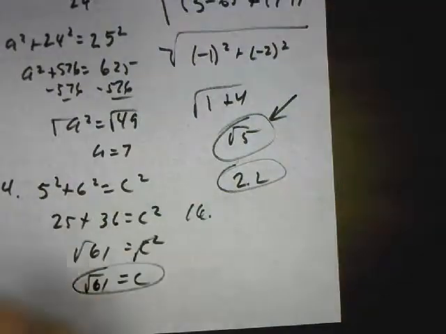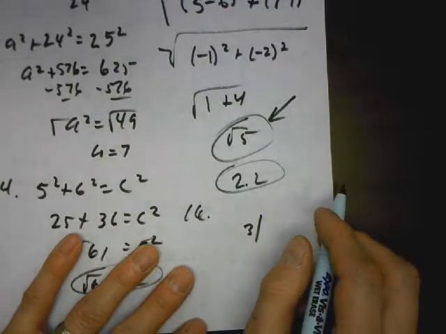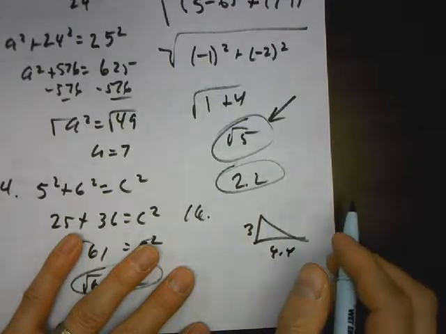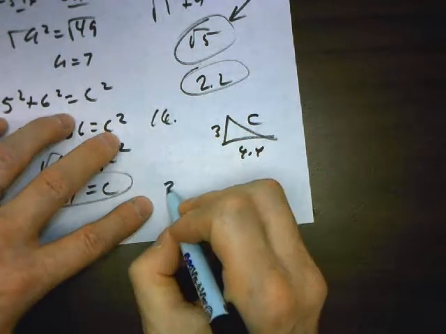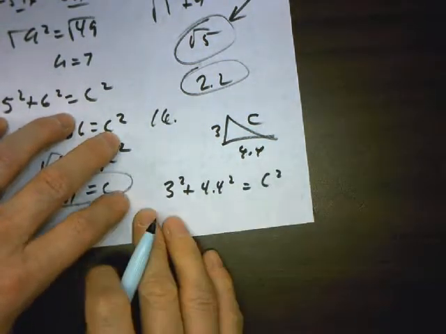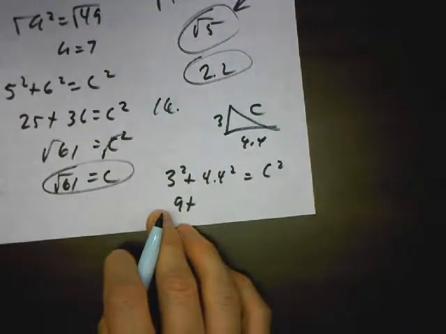Okay, number 16. We got a right triangle with one leg that's 3 units, and another that's 4.4. Same thing we've been doing for all these. We're going to find the exact hypotenuse, except this time we're going to go a decimal times a decimal. We're just going to do 4.4 times 4.4. Same idea as we've been doing though. So once you go off to the side, do 4.4 times 4.4.